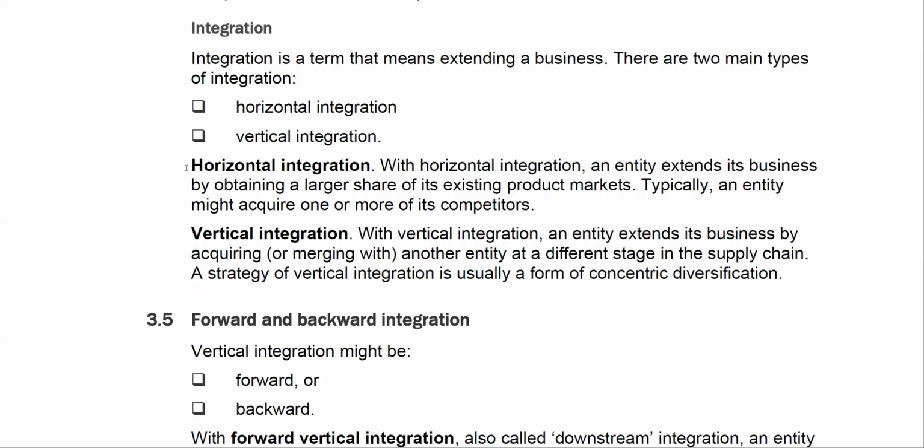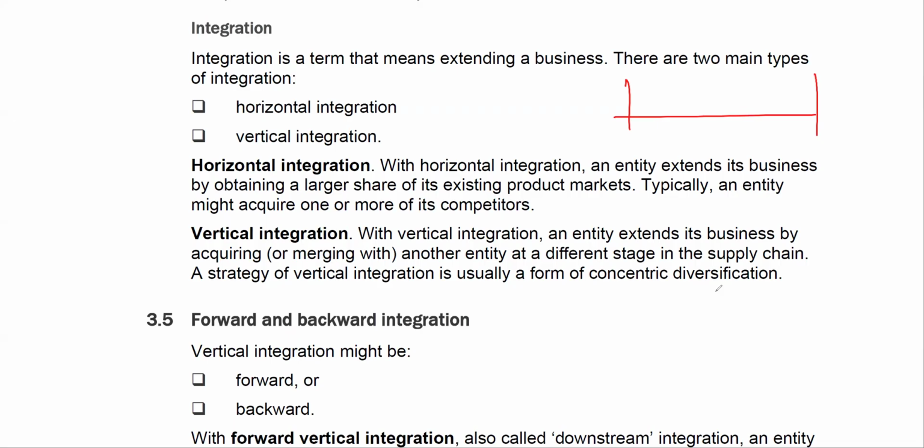Now, horizontal integration is where an entity extends its business by obtaining a larger share of its existing product markets. Typically, an entity might acquire one or more of its competitors. So horizontal integration works like this: you are at the same level, where two entities at the same level acquire each other.